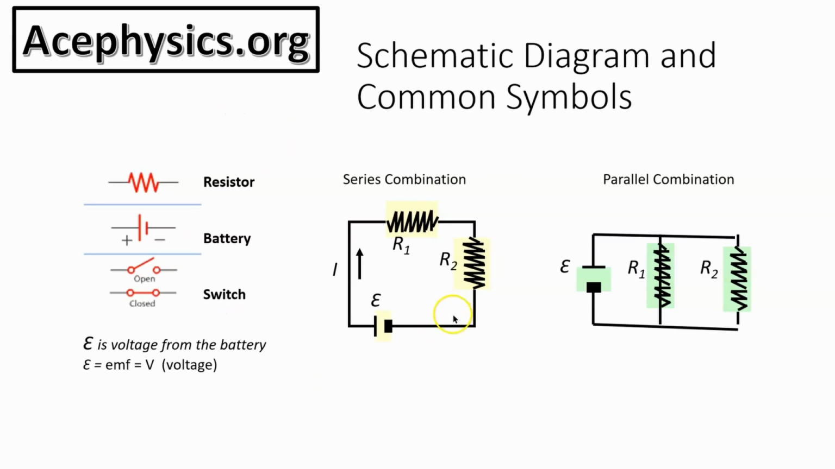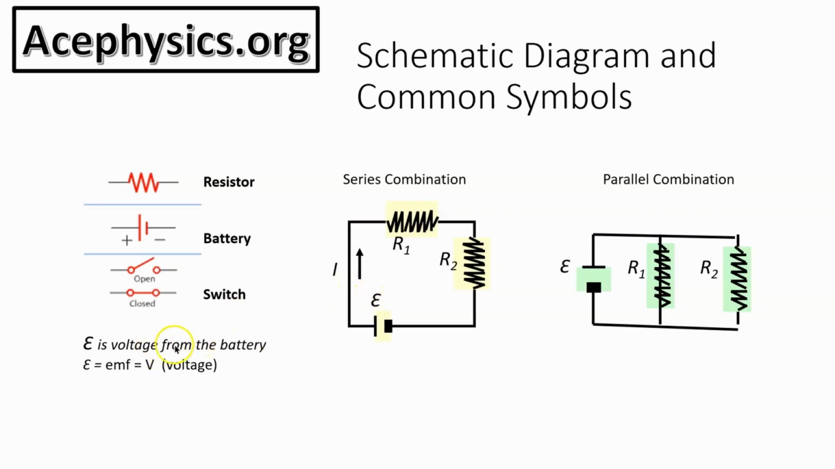This is a series combination circuit, which we will go over the difference between series and parallel in upcoming slides. Here's a parallel combination circuit. The standard circuit element symbol for a resistor in a circuit schematic is this squiggly line. The symbol for a battery in a circuit schematic is this picture right here. The long side of the battery is the positive terminal. The short side is the negative terminal. Here's a switch, which can be open or closed.